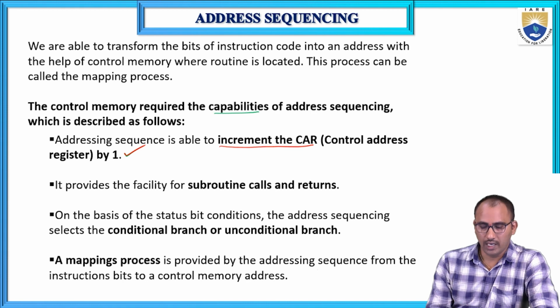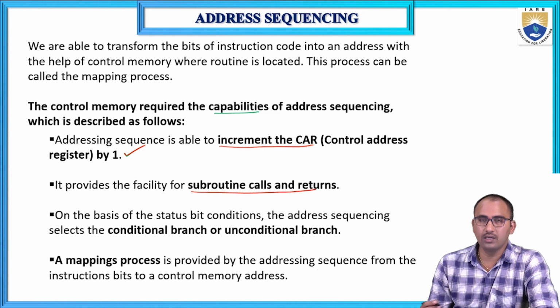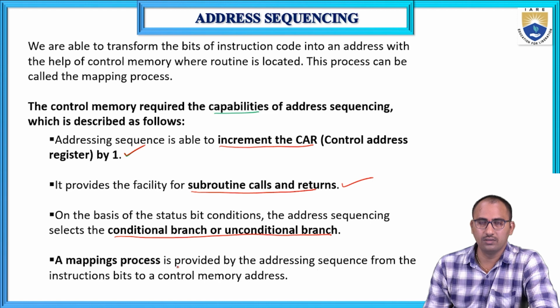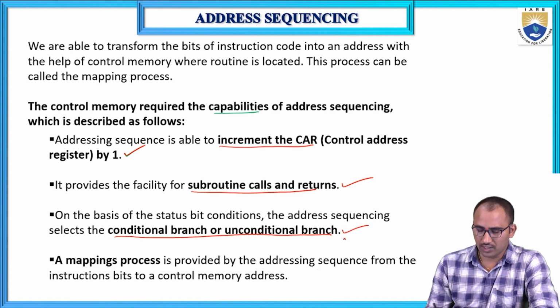The second one is that it provides the facility for subroutine calls and returns. Basically, a subroutine is a function, and it can be used for repeated tasks. The third one is the conditional branch or unconditional branch. Using these also, we can generate the address of the next micro instruction. And the last one is the mapping process.